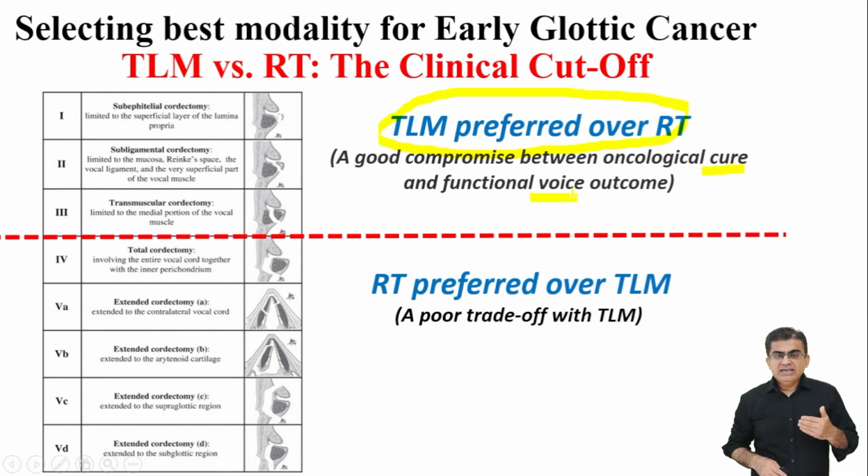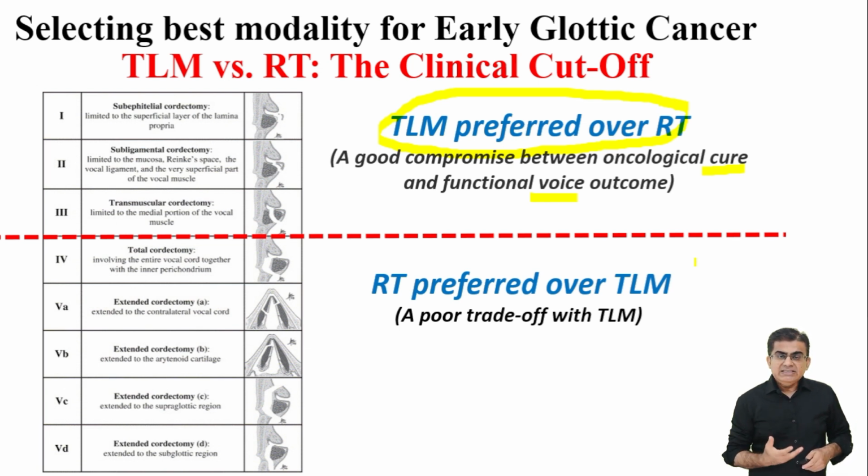Now look below the red dashed line. If the tumor depth strictly requires a type 4 total cordectomy, or any of the type 5 extended resection and type 6 cordectomy, the paradigm completely shifts. In these deeper, highly aggressive tumors, a laser resection will permanently destroy the patient's phonatory apparatus. The patient will be left with a permanent, harsh and severely breathy whisper.